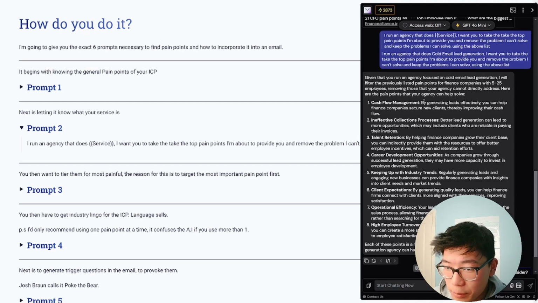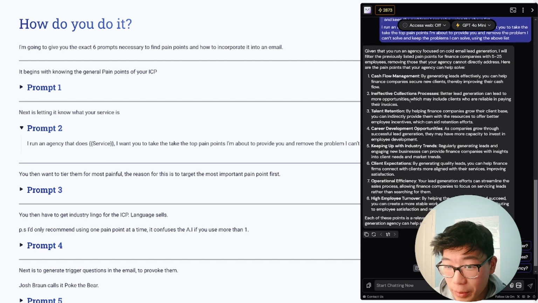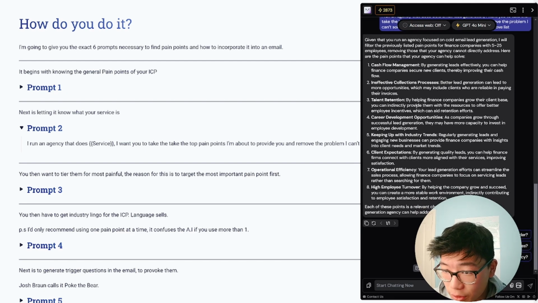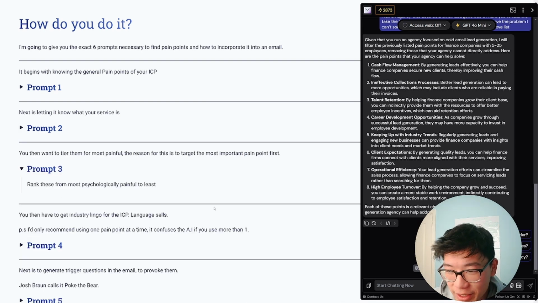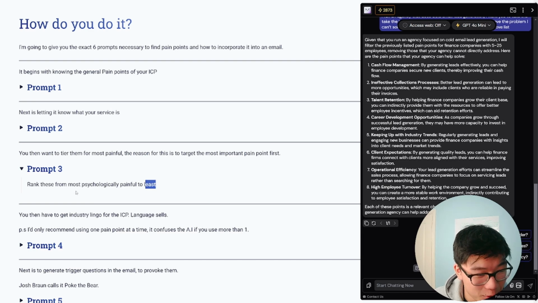So yeah, by generating leads efficiently, you can help finance companies secure new clients, cash flow management, talent retention by helping finance companies grow their client base, career development as companies grow, keeping up with industry trends, insights, client expectations, operational efficiency. So the one I'd be looking at here is ineffective collection processes. Personally, I don't think lead generation for this was probably a good idea, but who knows?